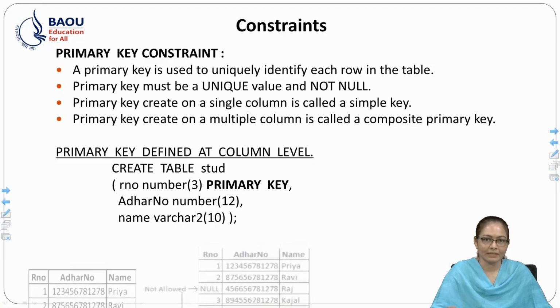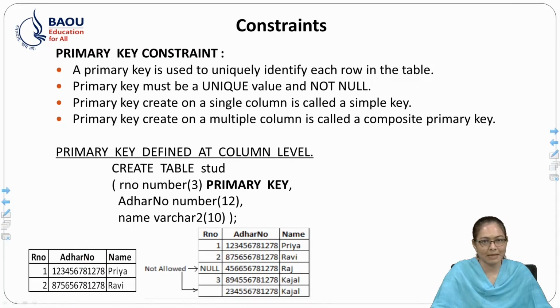See, in the figure, roll number is a primary key. It contains a unique value and it cannot be null or blank, otherwise an error will be generated. Here, this is not allowed. Null value is not allowed. This is the correct table and this one is not correct if the roll number is a primary key.